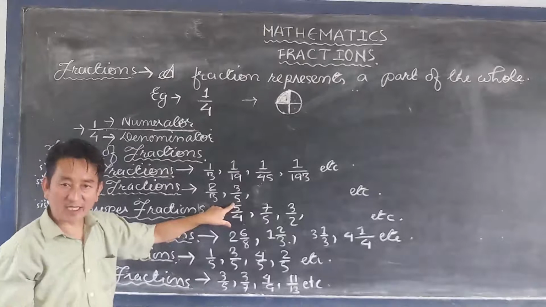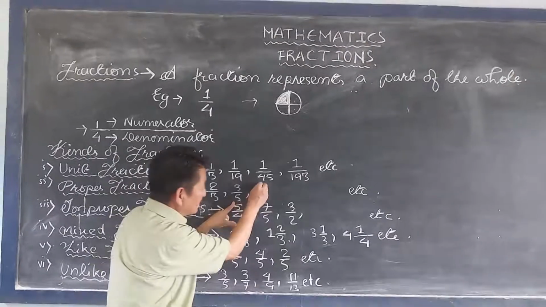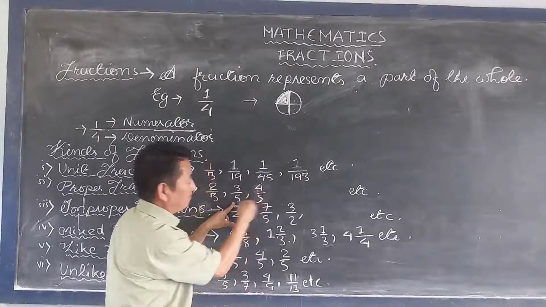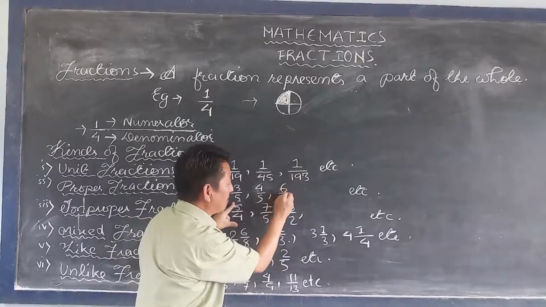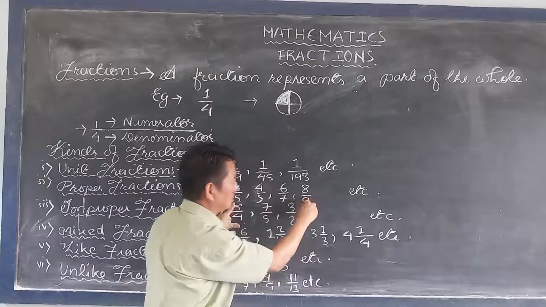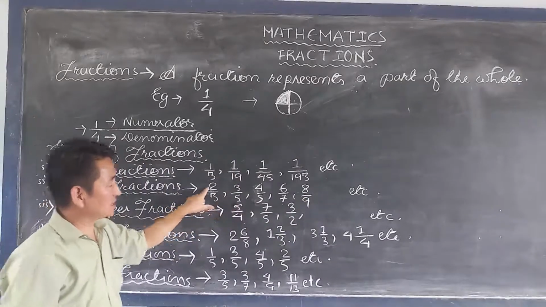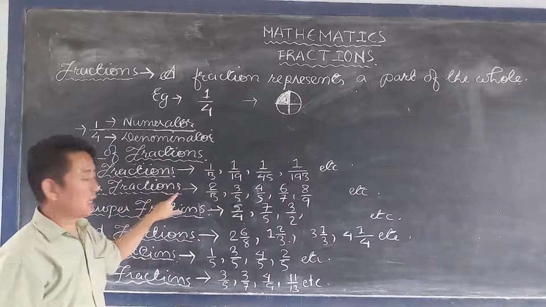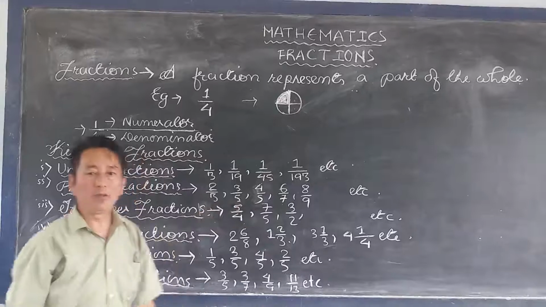Can you tell me more examples? 3 by 5. Next, 4 by 5. Next, another example, 6 by 7. Like 8 by 9. These are proper fractions. As you can see, in all these fractions, the numerators are less than the denominators.